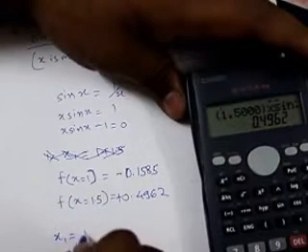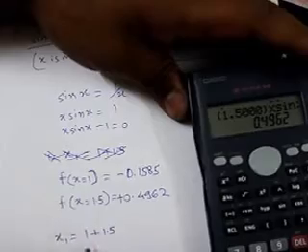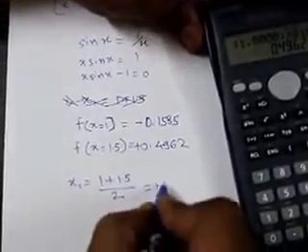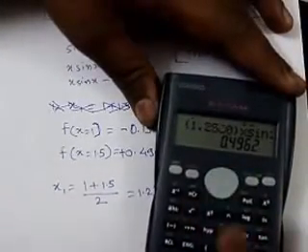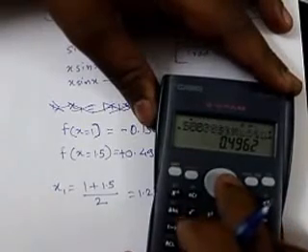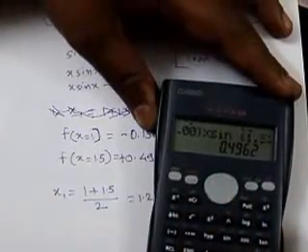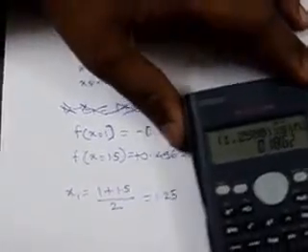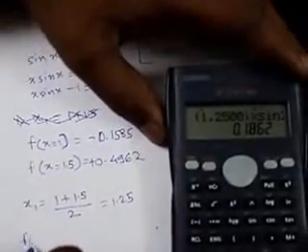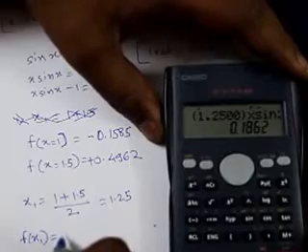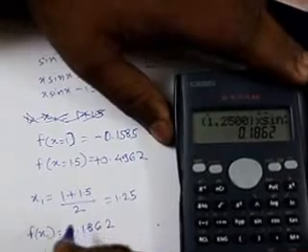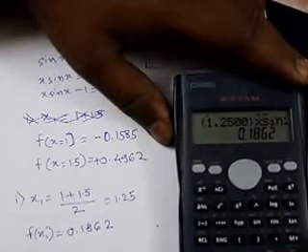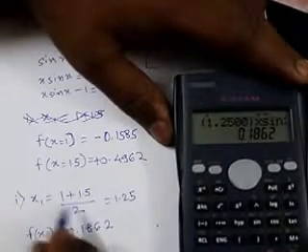x1, the first iteration, is going to be 1 plus 1.5 divided by 2, which is nothing but 1.25. Let me see what happens when we put 1.25 in this equation. It gives a positive value. f of x1 is equal to 0.1862. So for the next iteration, the root is going to lie between x1 and 1.